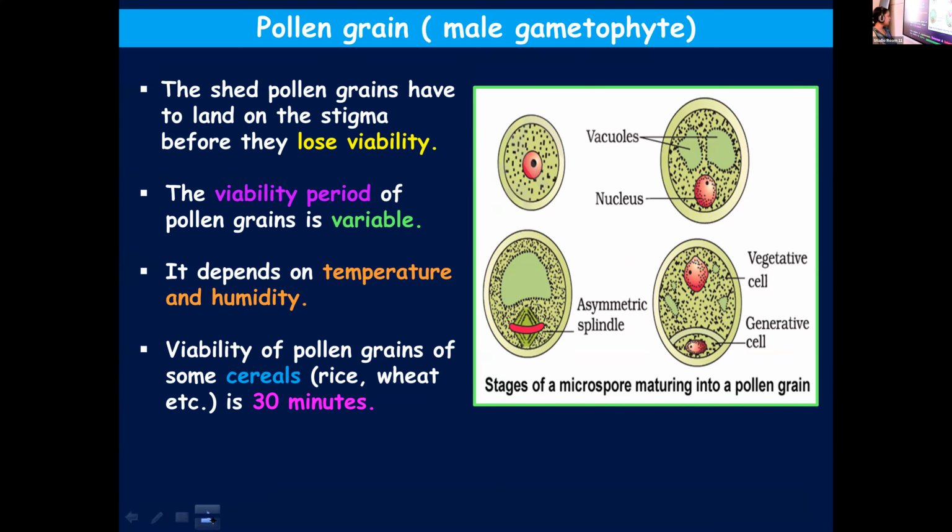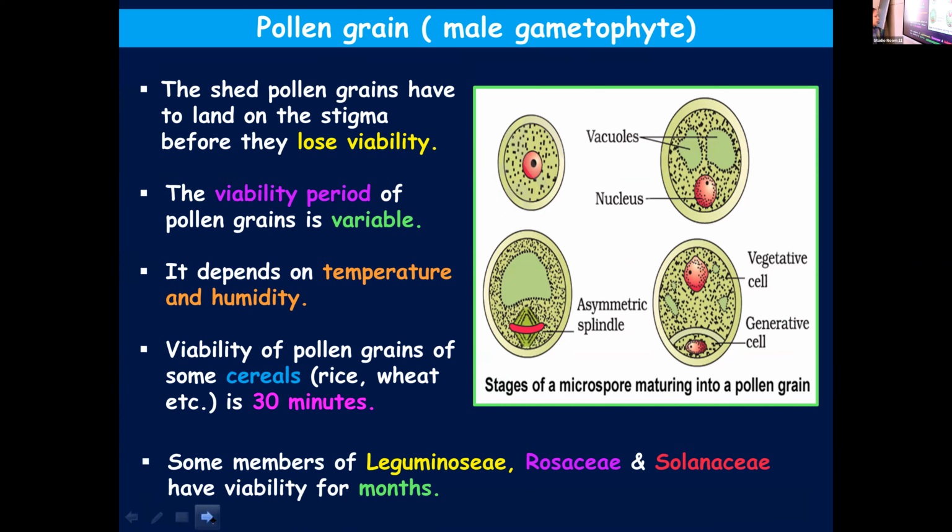Whereas in members of Leguminosae, the leguminous plants, Rosaceae, and Solanaceae, the viability period can be extended up to months. So it can be from 30 minutes, a few hours, or even months. It depends. The viability period of different pollen grains is different.